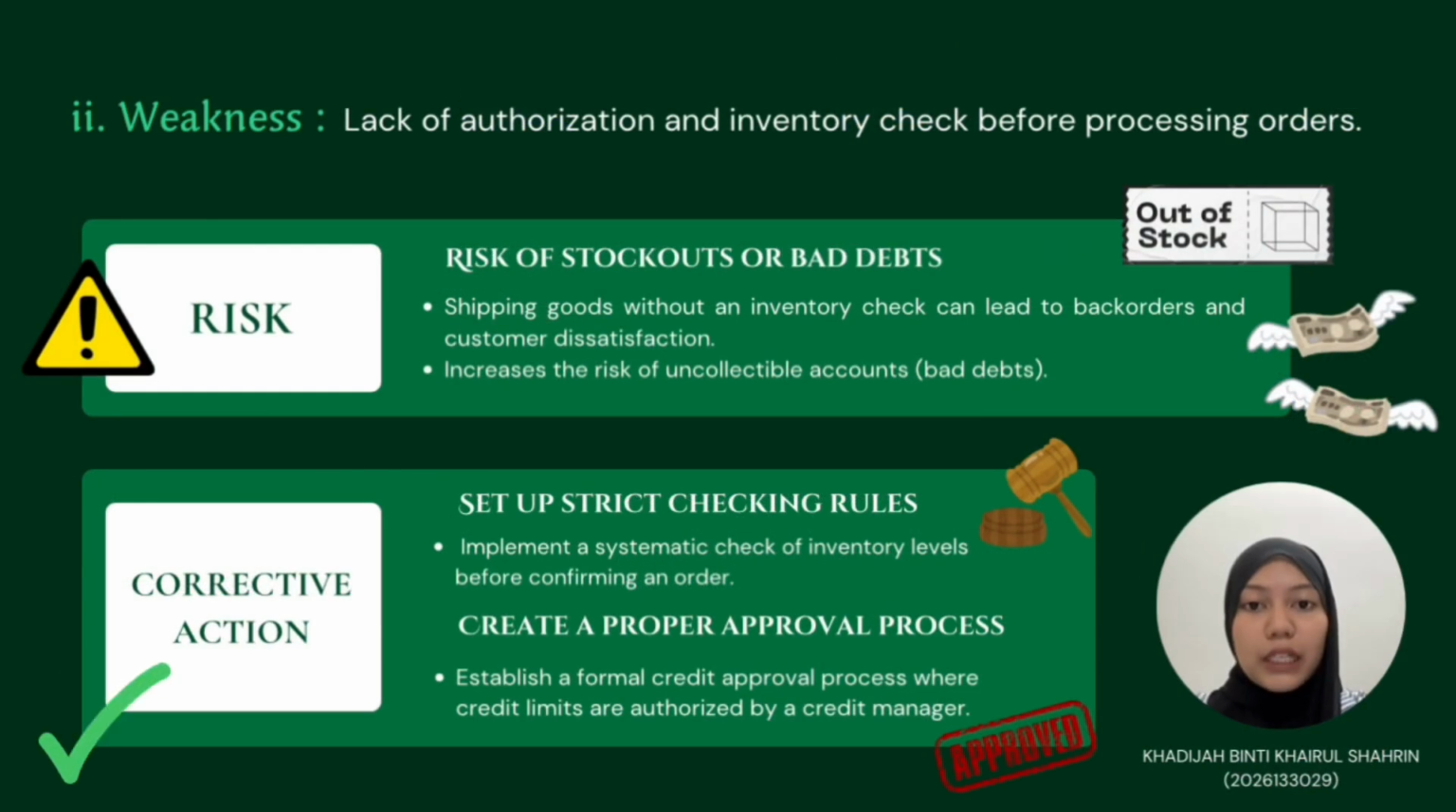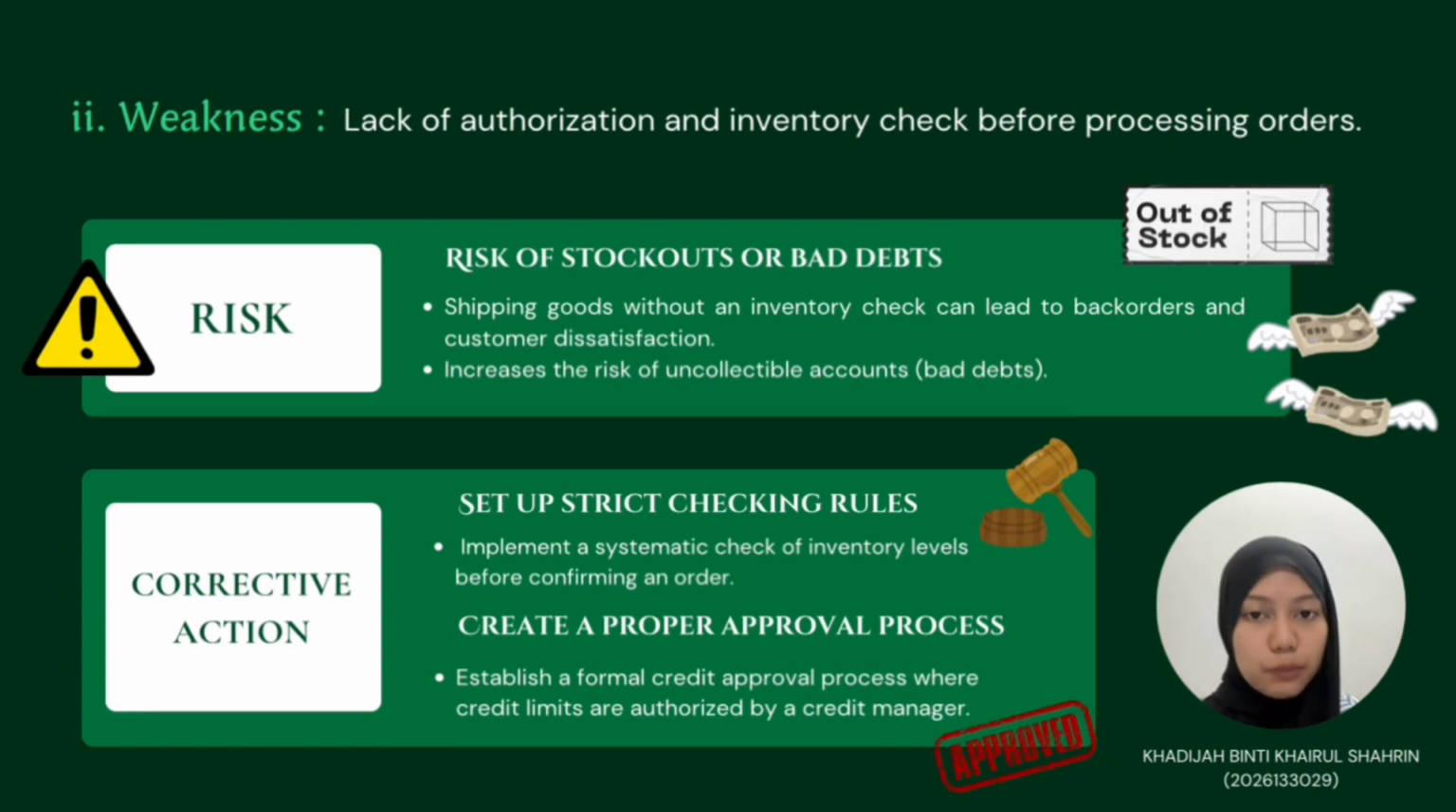The second weakness is the lack of authorization and inventory check before processing orders. If we ship out orders without checking our warehouse first, we risk running out of stock, which leads to backorders and really unhappy customers. At the same time, if we don't check a customer's credit before processing their order, we risk selling to people who won't pay us back. That leads to bad debts and lost money.